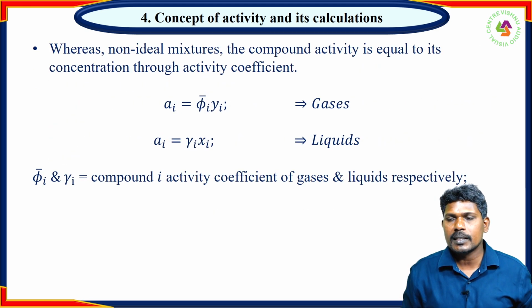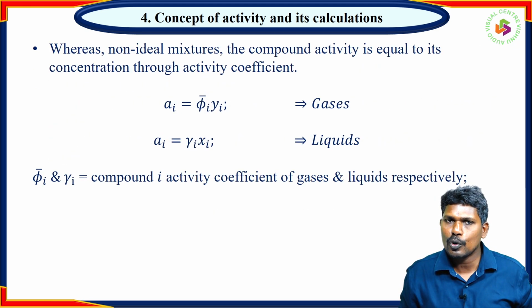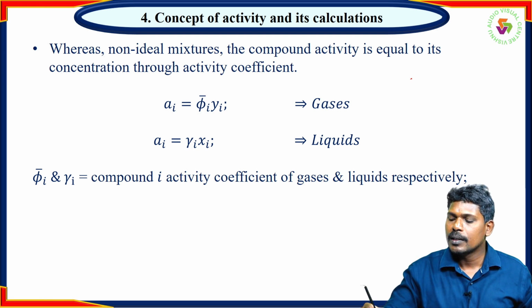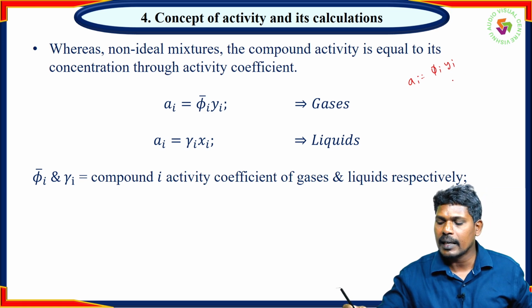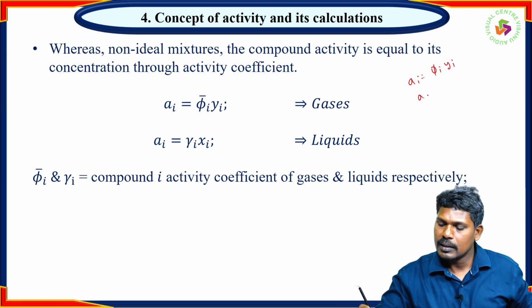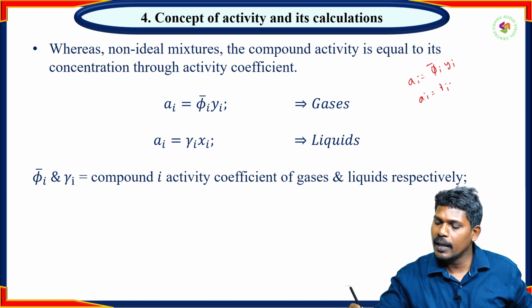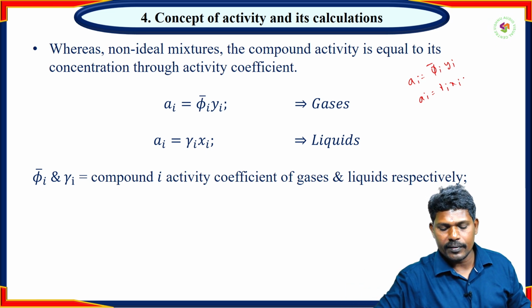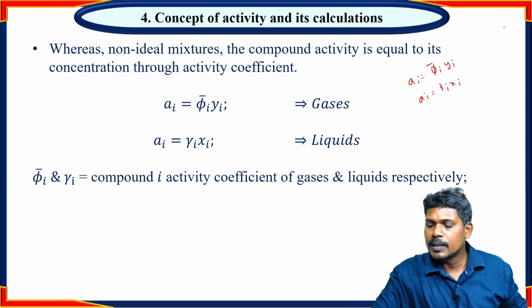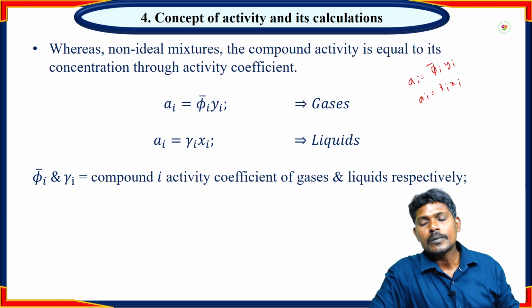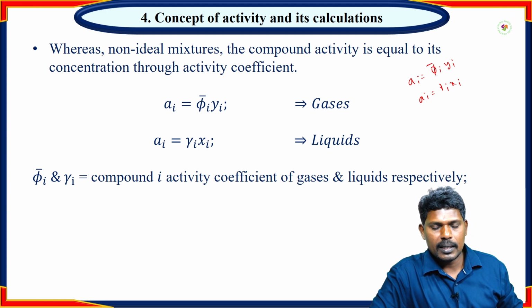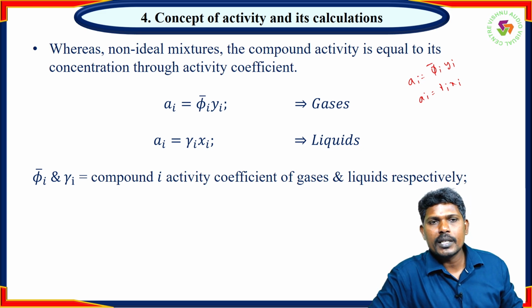But for non-ideal mixtures, one more coefficient, the activity coefficient, is introduced: ai is equal to phi i times yi for non-ideal gases, and ai is equal to gamma i times xi for non-ideal liquids. These phi i bar and gamma i are the activity coefficients for gases and liquids respectively.